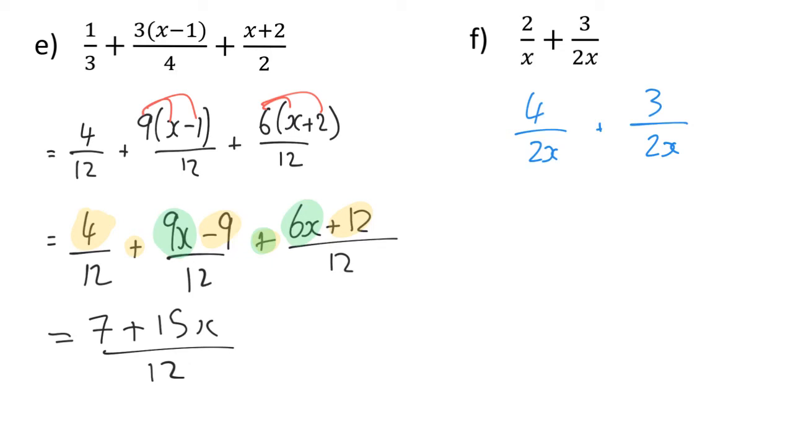So then adding the numerators, we get 7 over 2x. Now that looks like a top-heavy fraction because 7 is bigger than 2. But because we don't know the value of x, we don't change that into a mixed number. We just leave it as 7 over 2x.